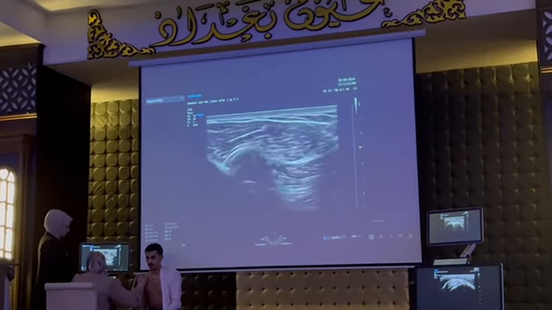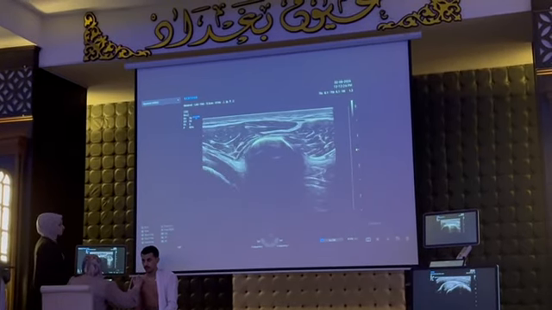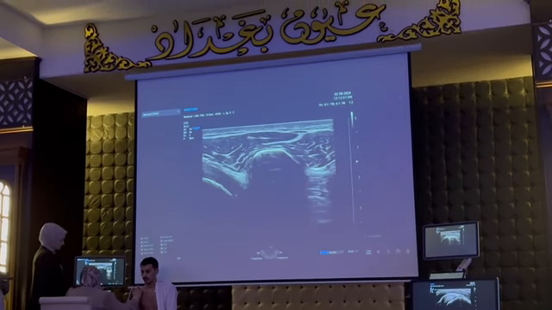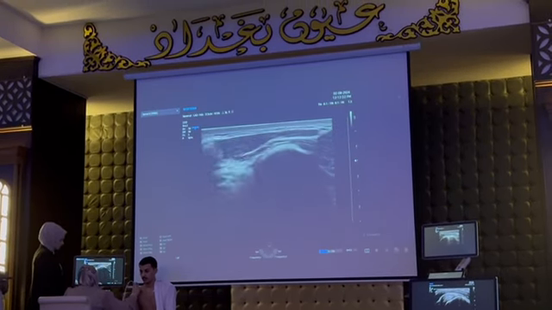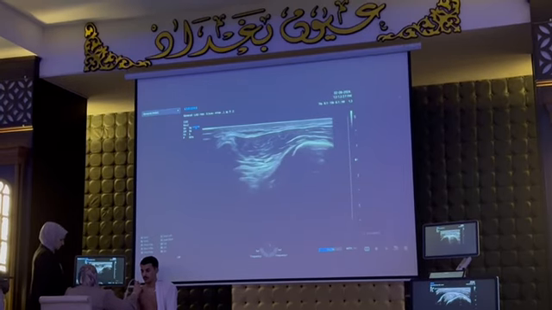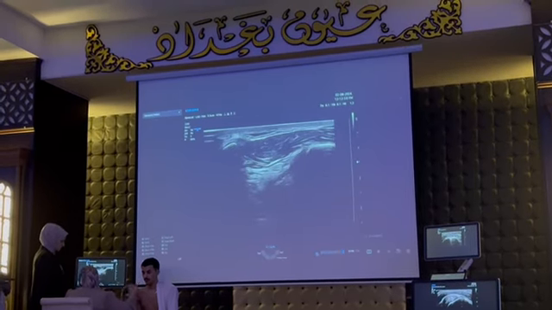Again, I put my probe on the coracoid process. Then make the right side of the probe cranially toward the clavicle. Now the clavicle will appear. The white line, this is the clavicle. You see?